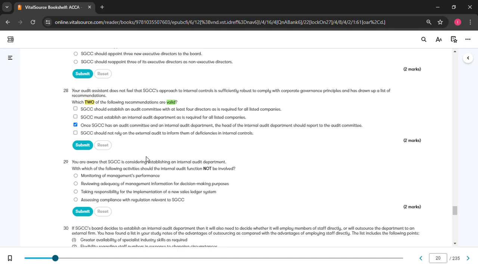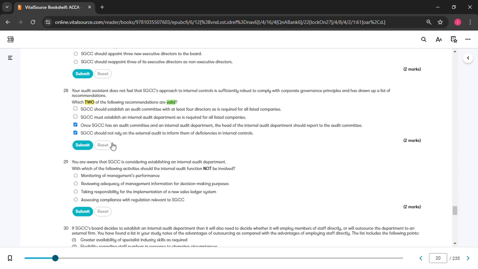The internal auditor is appointed by the management. It is not the external auditor. The answer is 2, they are asking 2. We should not rely on the external auditor. What will they do? They will do financial statements, and they review internal controls. But we cannot tell external auditors that they have to do internal controls. Internal control is the job of the internal auditor, not the external auditor.